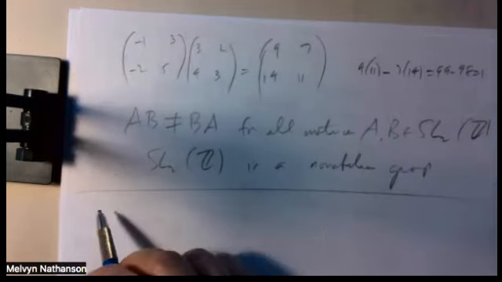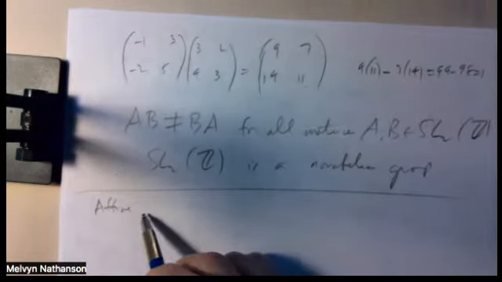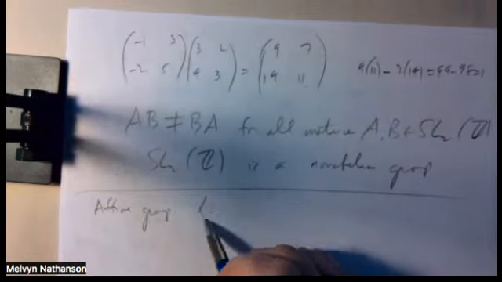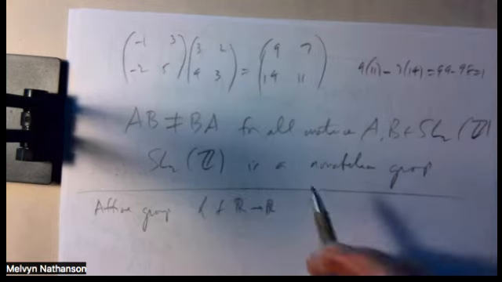Let's look at another example of a group. This is sometimes called the affine group. This is going to be the set of all ordinary functions where f of x is ax plus b for some non-zero a and any b. It's just all linear functions, right? If you look at f of x equals ax plus b, it's just a line with slope a and y-intercept b.